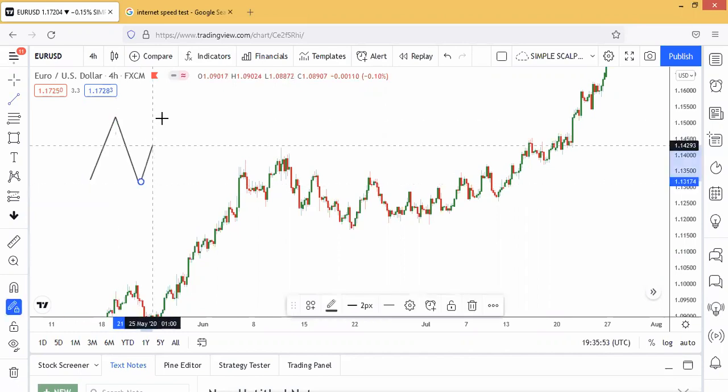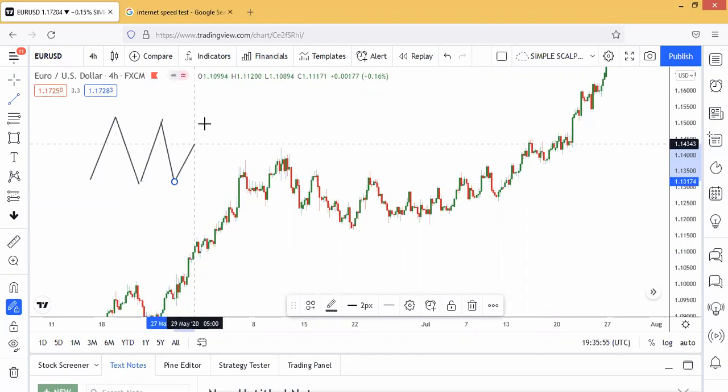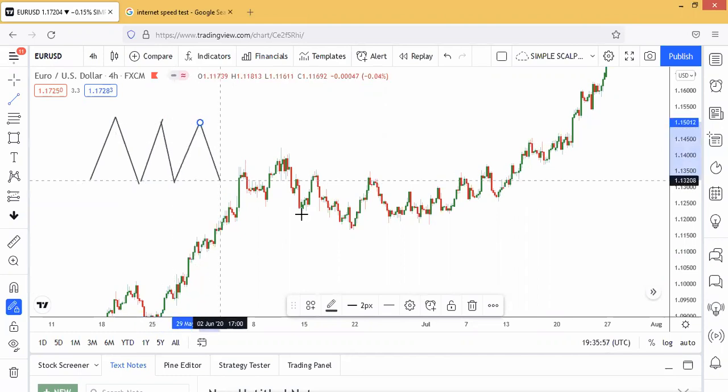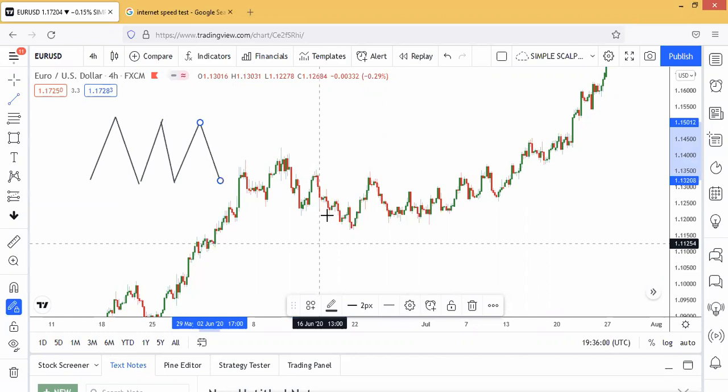It may not be as perfect like this, okay? But it may not be as perfect like this. But the more you pay attention to the market, the more you're going to understand it. All right? Now, look at it, guys.